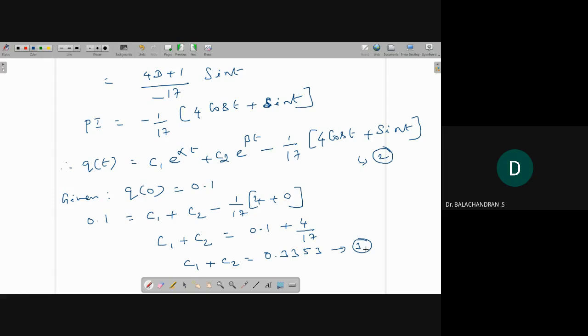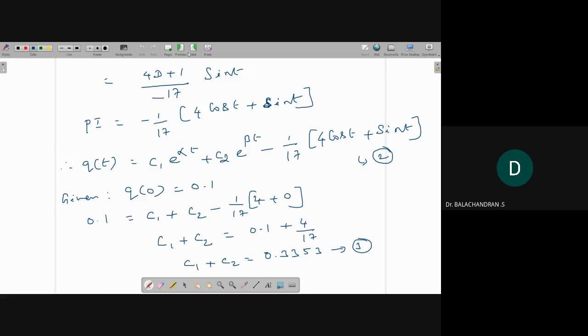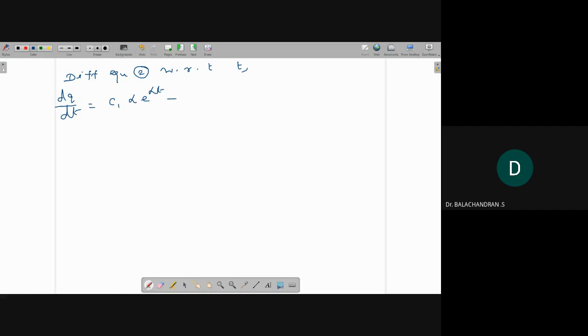Okay. So C1 plus C2 equals 0.3353. So this is equation 3. Now the next condition is dq by dt. For this, I am going to differentiate equation 2 with respect to t. So dq by dt equals, if you differentiate this, you'll get C1 into alpha into e power alpha t plus C2 into beta into e power beta t.